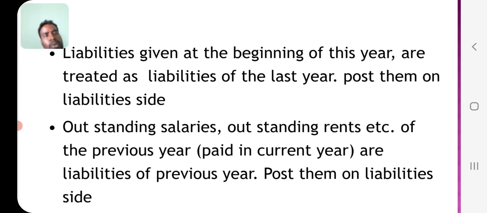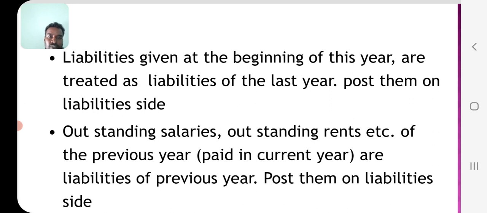Whatever the closing balances of the previous year are, they should be the opening balances of the current year. Those items should be posted in this balance sheet. This means that to get the capital fund, we may prepare one new balance sheet.